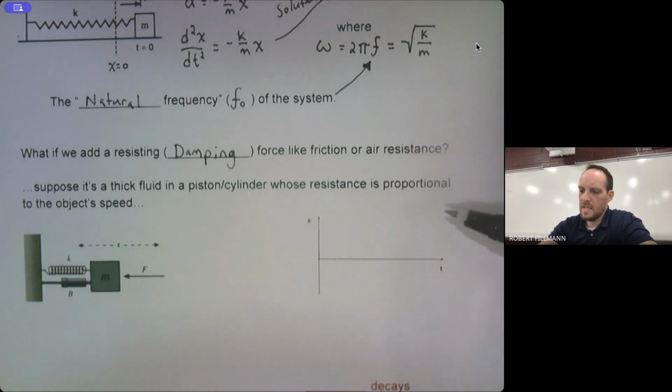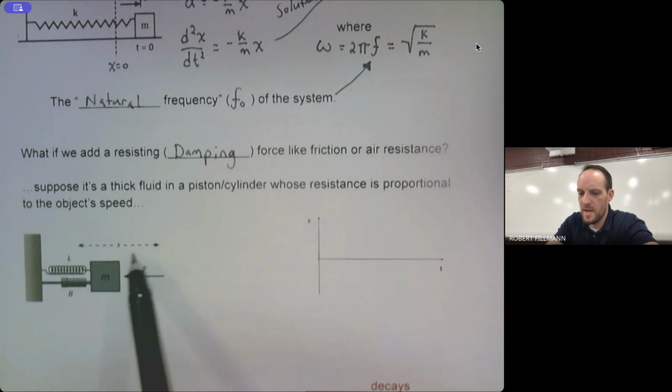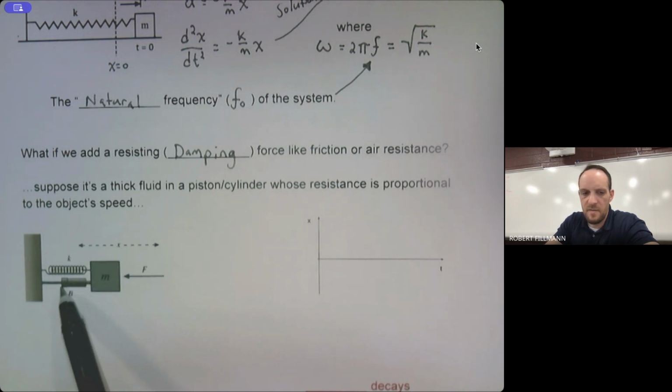So suppose that we add some kind of a fluid and a piston and cylinder to create resistance. And you can see what that might look like in the model here. We've got our spring mass system oscillating back and forth. And then we've got some kind of a piston right here that's generating friction, or maybe compressing a fluid or moving a piston through a fluid, and creating some resistance.